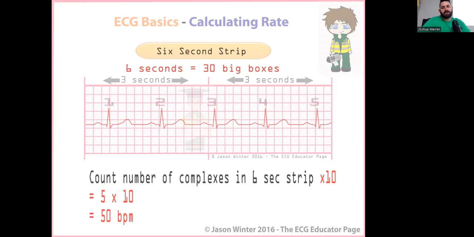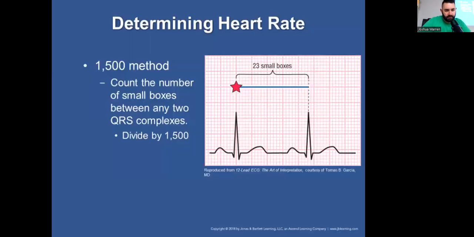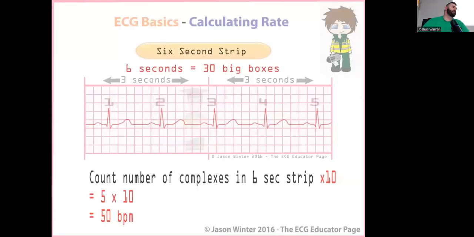Now, there are more complicated methods, like the 1500 method, where you count the number of small blocks between any complexes and divide into 1500. Which one do you like better? What? I got to divide? Hell no. Let's go back to the other thing. Yeah. 6 seconds. Number times 30 or number times 10.